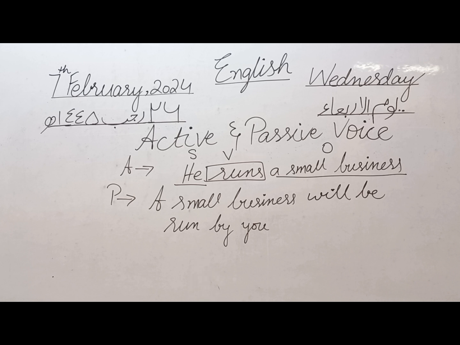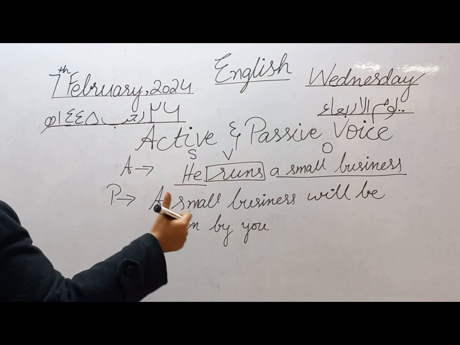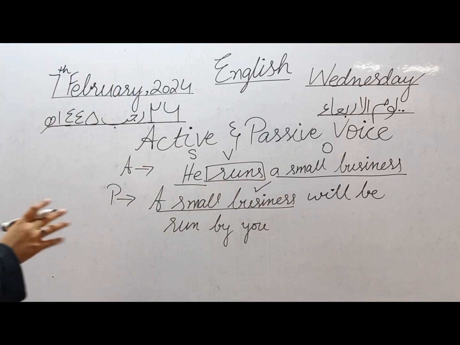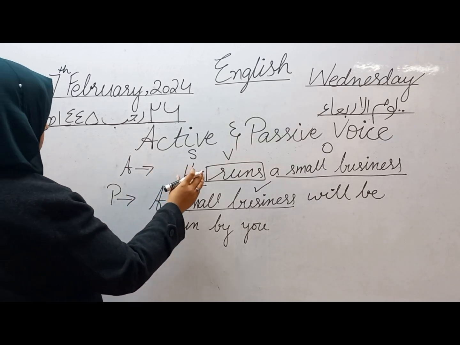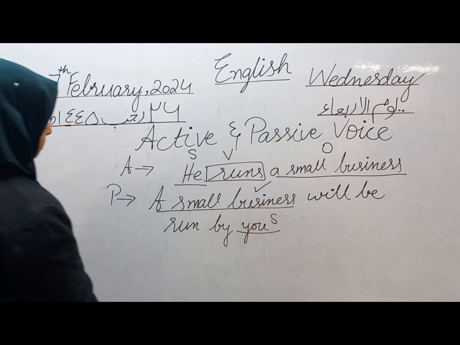Good. Now you tell me what you have done. You said a small business will be run by you. You are correct. That's correct. But tell me, what is an object? You have swapped the object in the place of a subject. That's very good. Perfect. So this thing you have done correct. Okay? Subject in the place of object. So you said he in the place of you. This becomes your subject. Okay.